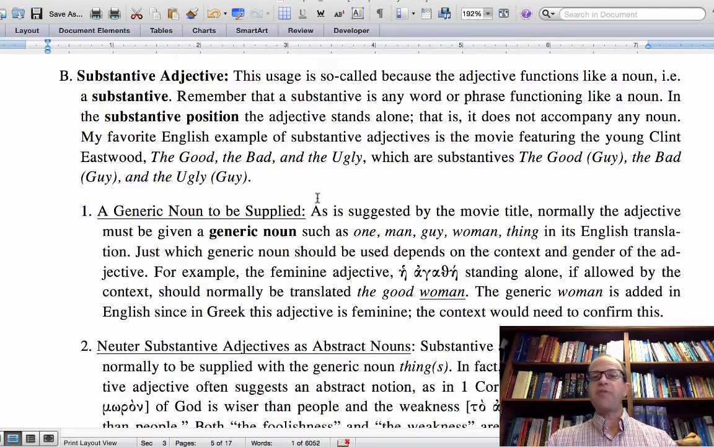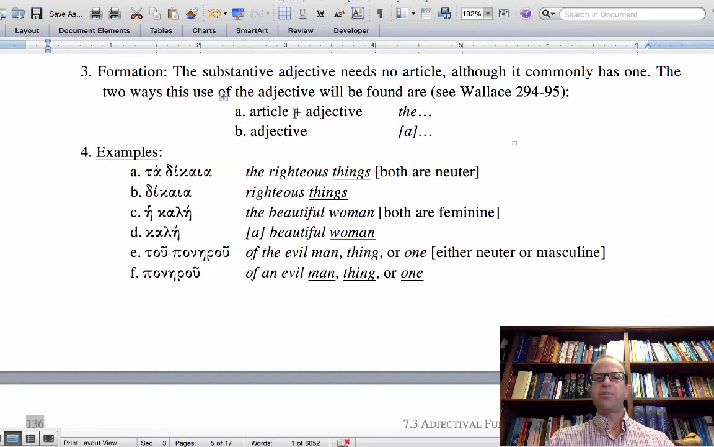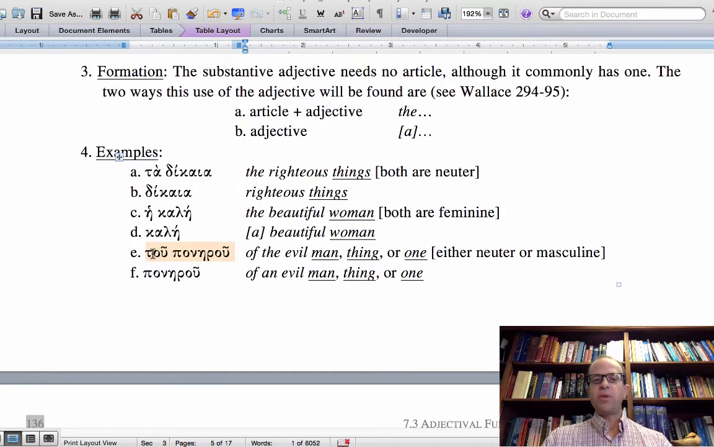Now, one way to identify the substantive adjective is that it will stand alone. It won't be modifying any noun. And that's a clue that you're looking at a substantive adjective. So the formation is simply an article with the adjective, or sometimes just the adjective itself. Some examples that you can look at. Notice that if it's neuter, we supply a generic neuter noun in English. If it's feminine, he kale, we would supply a generic noun, the beautiful woman. If it's masculine, we might supply generically the evil man.